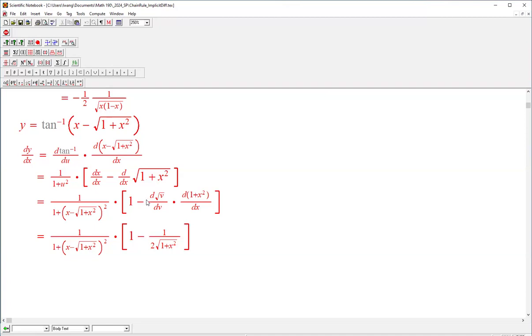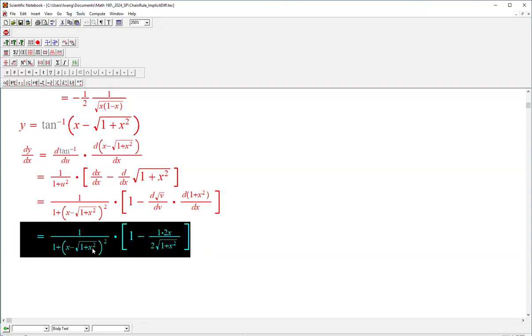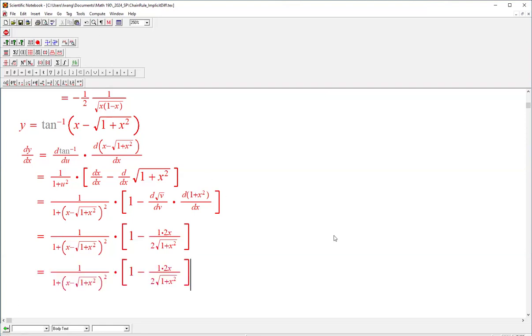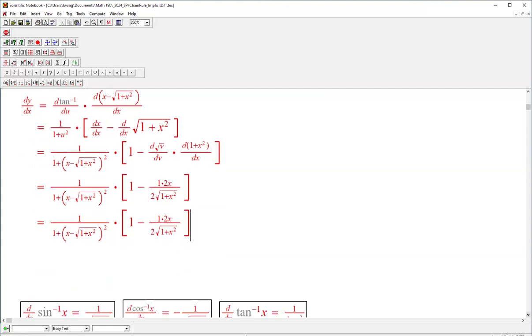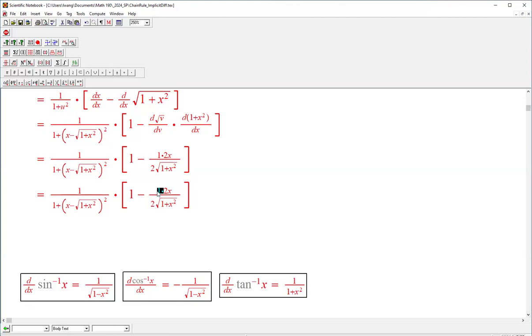You could actually skip this part and go here directly. The derivative of 1 plus x squared is 2x, so I'm going to put 2x right here on top. Let's see what we got. Simplify: this is 1 times 2x, and this 2 and this 2 reduce. But we want to reduce a little bit more.